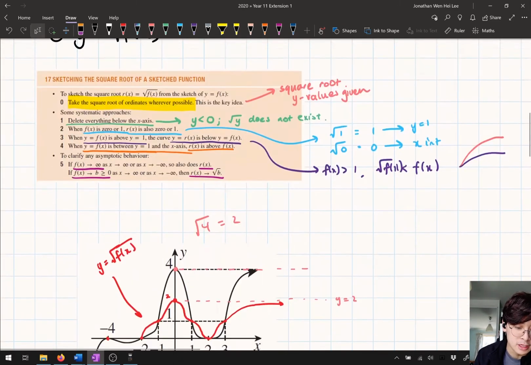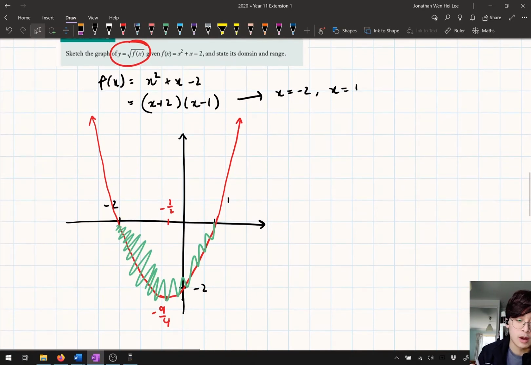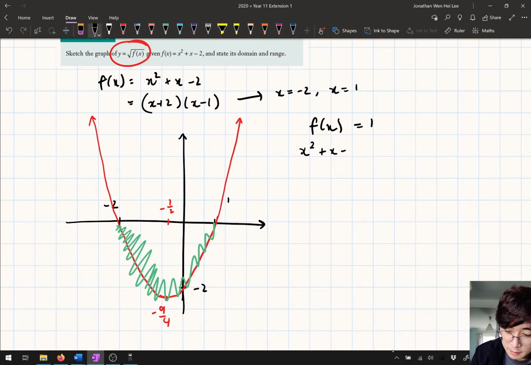Now, the other point that we need to worry about is where y is equal to 1. So let's actually find where y is equal to 1. If I'm trying to find where y is equal to 1, I'm just going to solve for f of x is equal to 1. So x squared plus x minus 2 is equal to 1. And so I'm going to solve that. I'm going to move all my terms to one side. So I've got a quadratic here. There's no easy way to factorize this, so I'm going to have to use the quadratic equation.